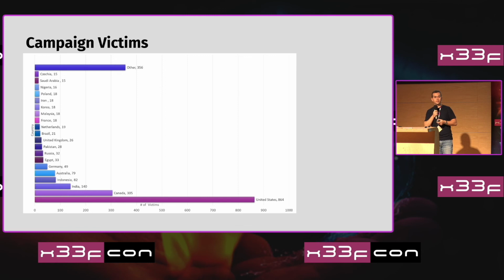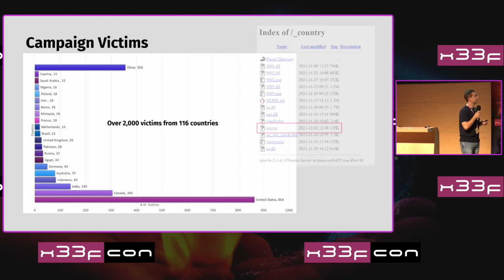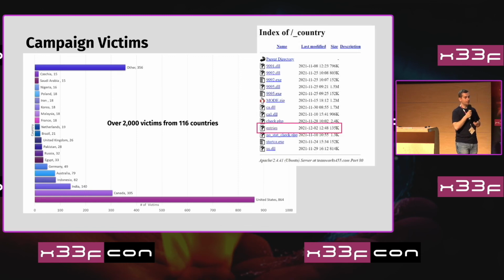So let's talk a little bit about the extent of the campaign. We found out that this campaign affected over 2,000 victims from 116 different countries, mainly from the United States and Canada. Now, you may ask yourself, how did we find this out? Well, again, the attackers gave us clues. We found an open directory on the domain that they hosted their malicious files, and one of those files was entries. That's what it was called.